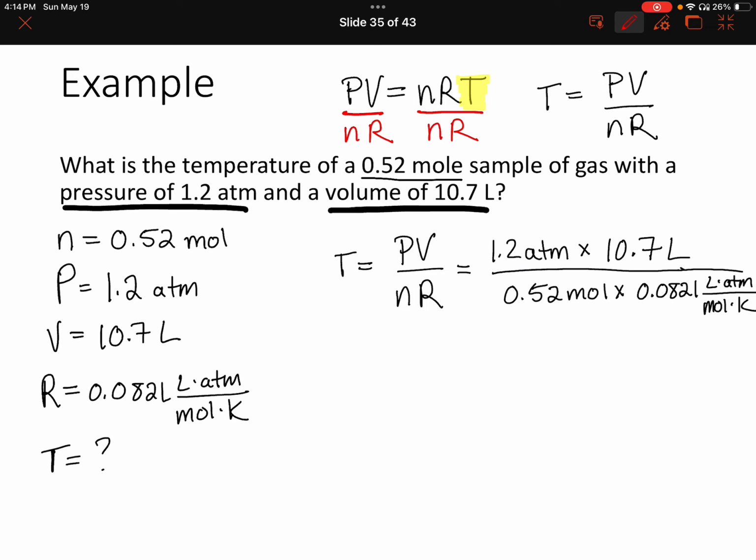Now let's double check that our units cancel appropriately. So we have atmospheres in the numerator and the denominator. We have liters in the numerator and the denominator. And then if we just look at the denominator, we have moles canceling. And then we have K. K is in the denominator of a denominator. So how does that work?